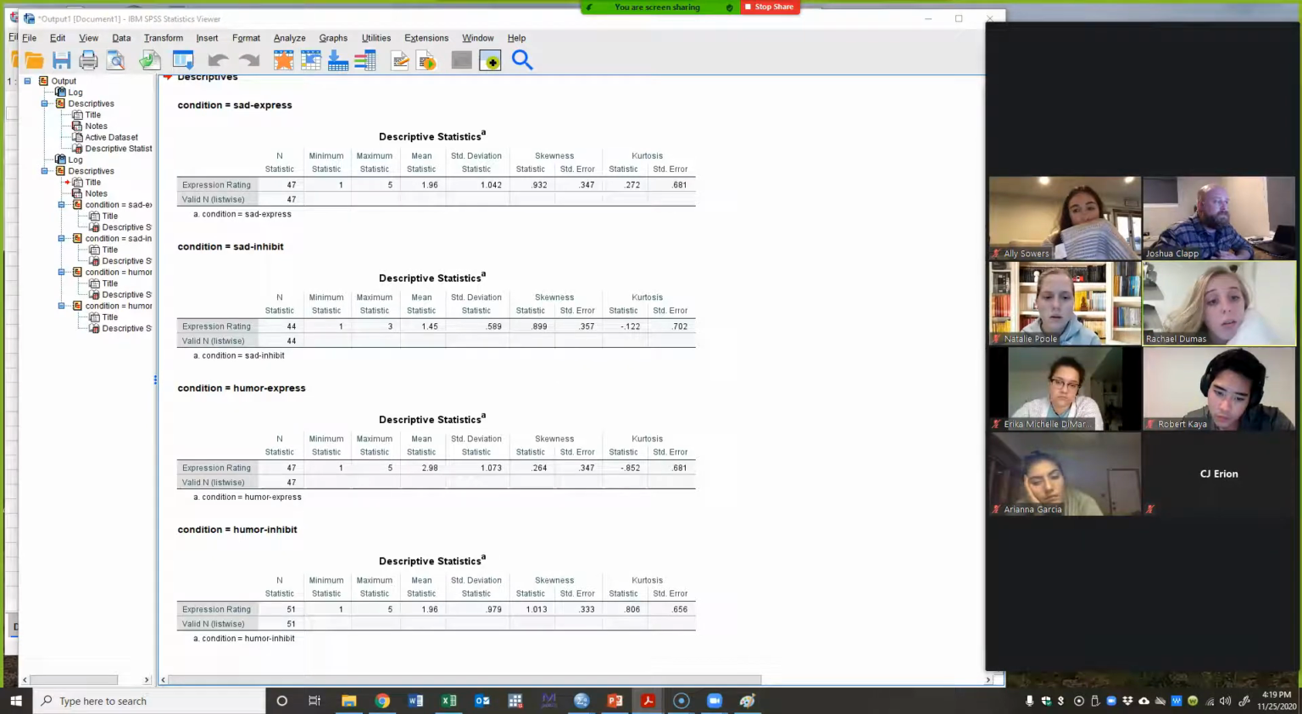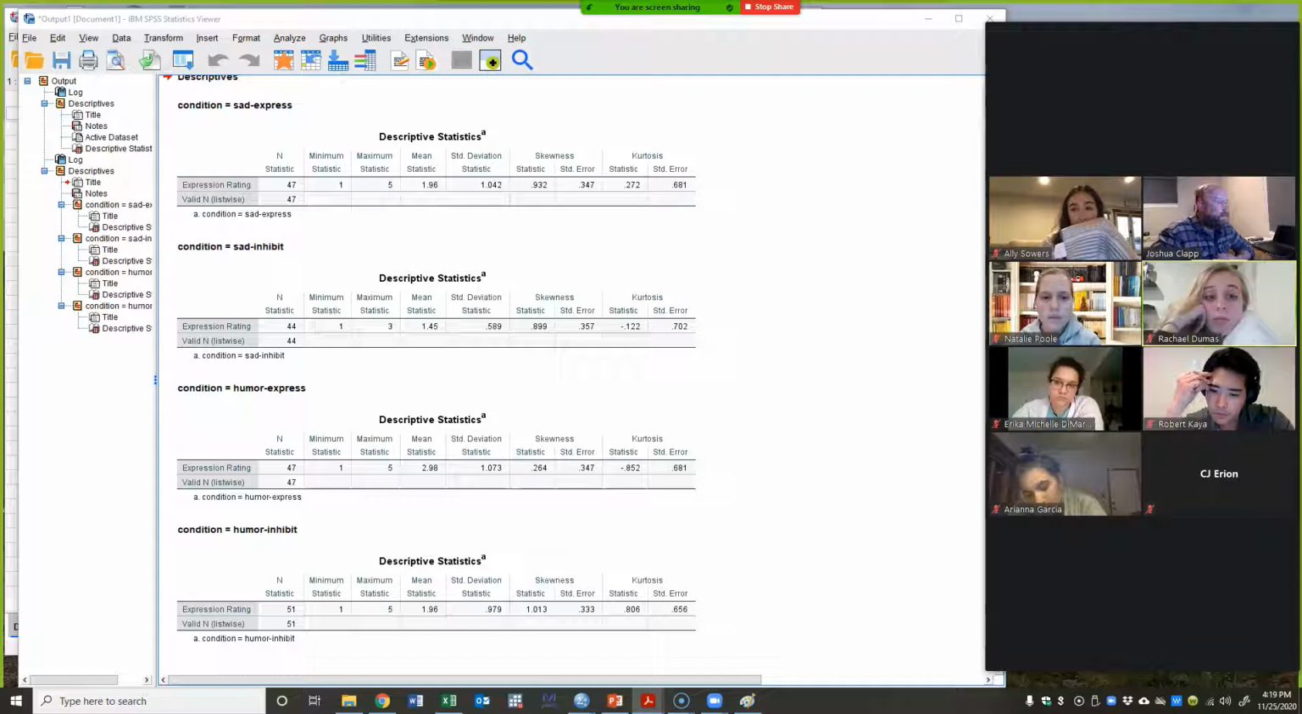I don't see anything big. There's like a restricted range on SAD inhibition, but I don't think that matters necessarily for the screening. Yeah. Okay. Beautiful pickup. Absolutely.